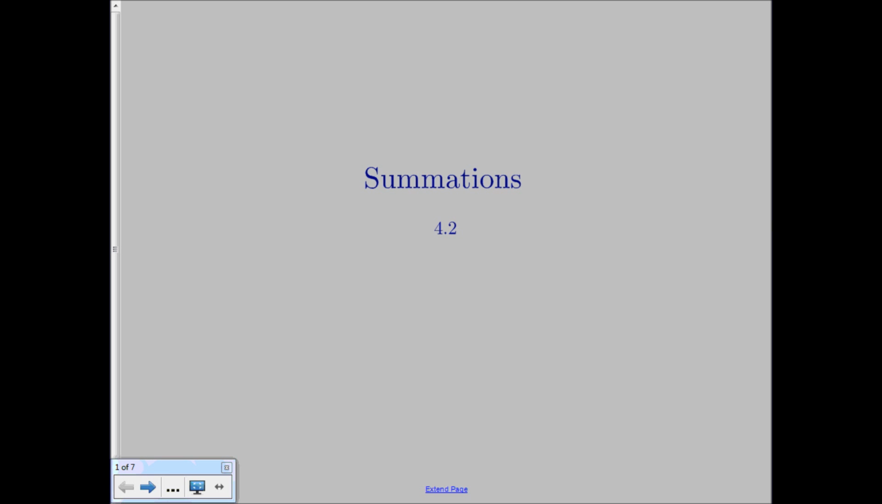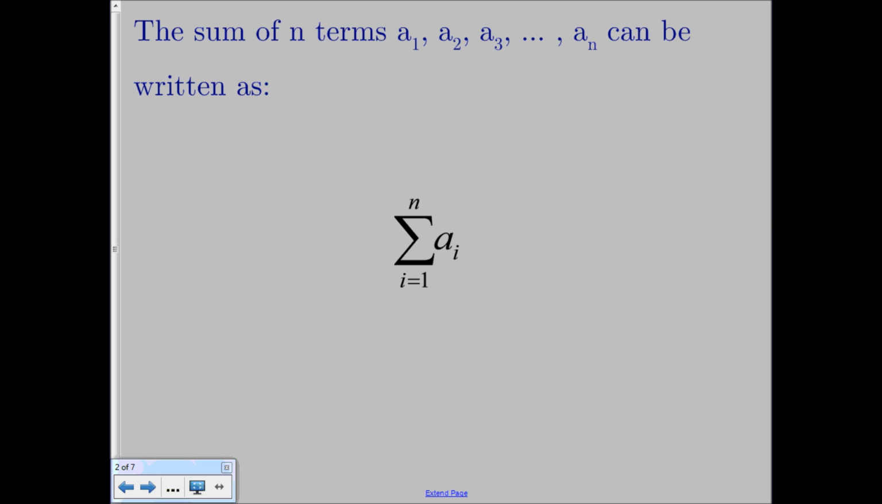So let's get started. If we want to write the sum of n terms, let's just arbitrarily label them as a1, a2, a3 out to an, we can rewrite that as the sum from 1 to n of ai. This big E right here is a Greek sigma, and we use this to mean sum. So whenever you see a capital sigma like this, it means sum. And then we have i equaling 1 down here.